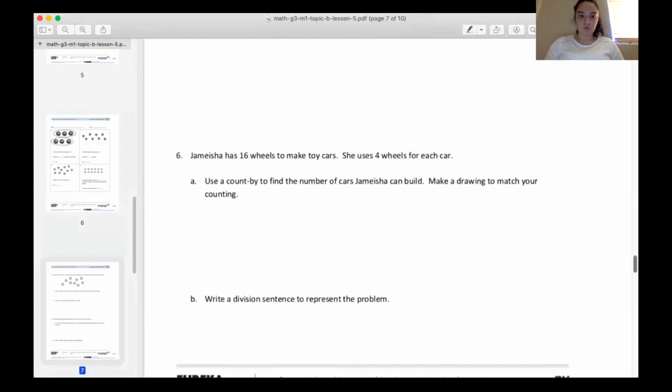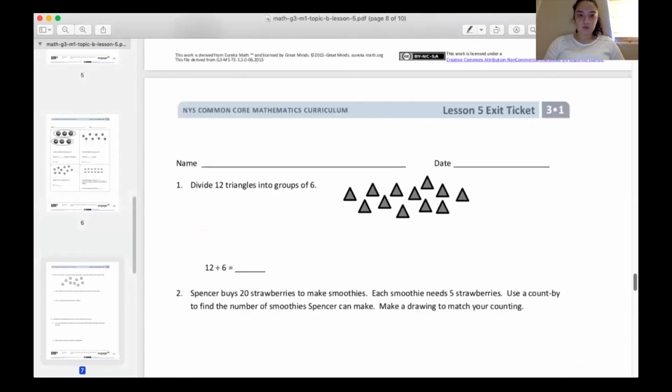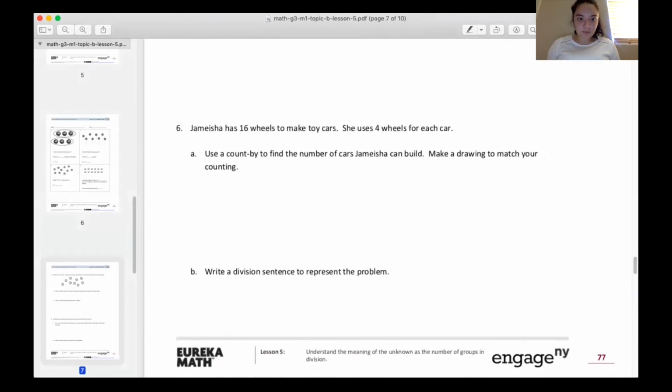Now we're going to move down to number 6. Jamisha has 16 wheels to make toy cars. She uses 4 wheels for each car. Use a count by to find the number of cars Jamisha can build. Make a drawing to match your count.